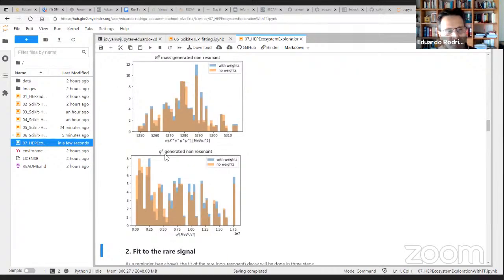And the q square, which is the invariant mass of the dimuon system, this is what it looks like in what we have generated. So not a completely trivial distribution.